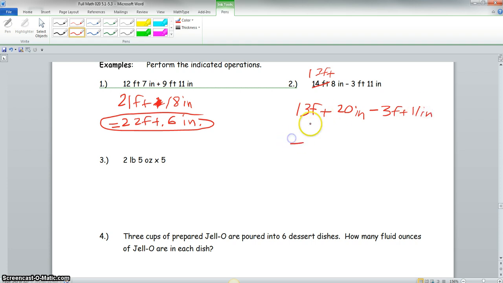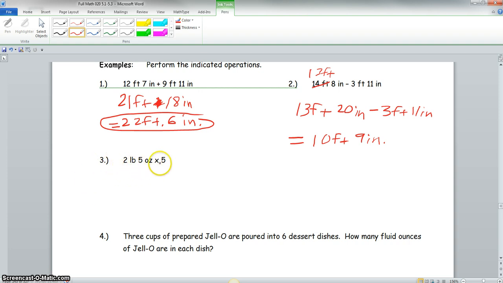Now we can subtract. 13 feet minus 3 feet is 10 feet. And 20 inches minus 11 inches will give us 9 inches. And we're done with this problem, number 2. Now we come to number 3.